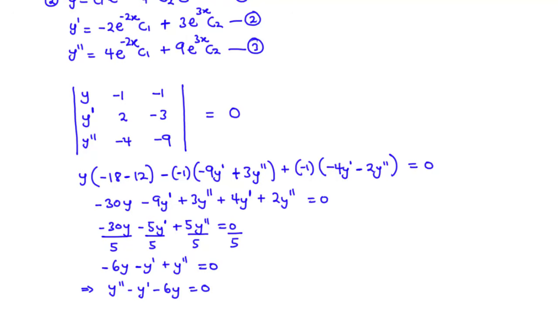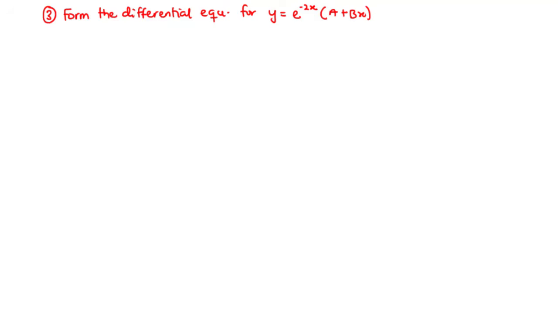Now let's move on as we solve some more complex examples. Now to example 3, we are going to form the differential equation for y equals e^(-2x) times (a plus bx), all in a bracket.